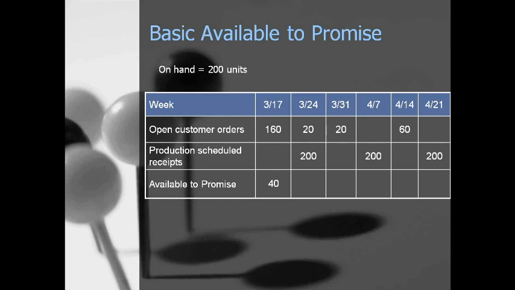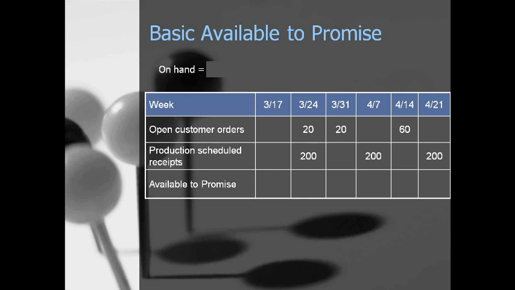Now, this basic available to promise calculation makes an assumption. It assumes that by this Friday, the 21st of March, when we turn out the lights at 5 o'clock in the afternoon and all go home for the weekend, that sales will have sold that other 40 units, that those open customer orders will actually have been shipped, and that at the end of the week we will have no open orders, no quantity on hand, and no availability to promise.